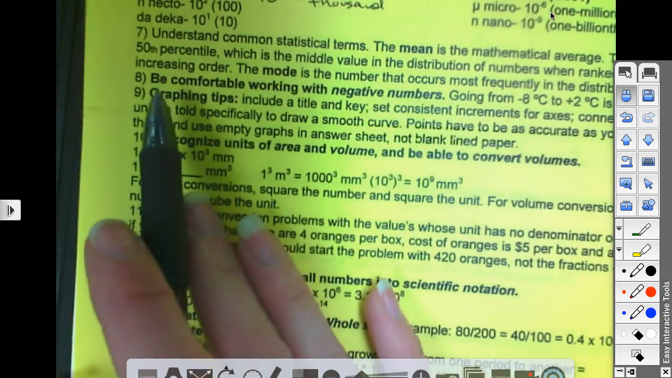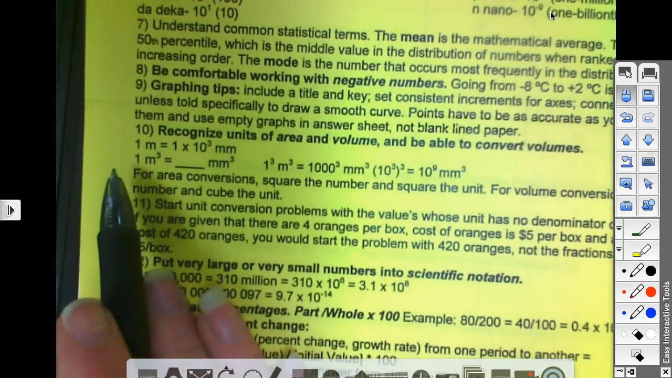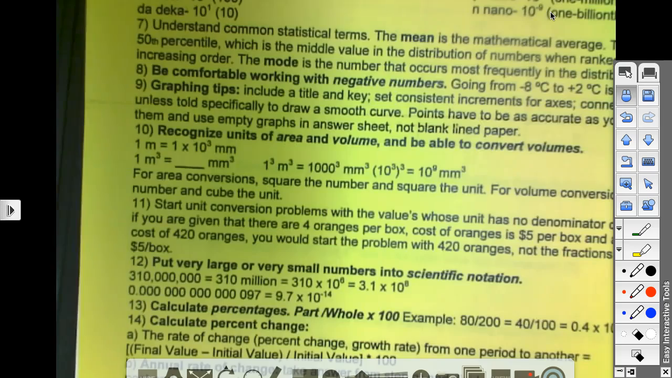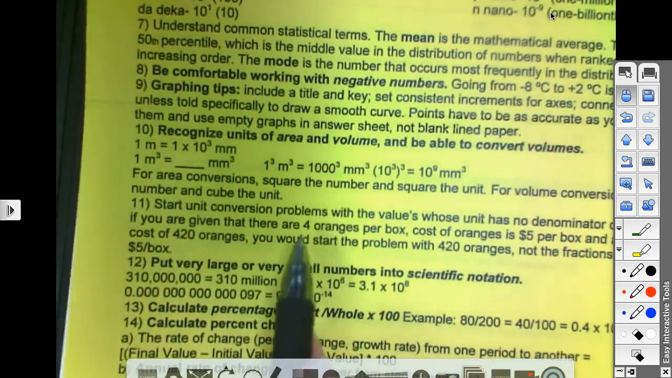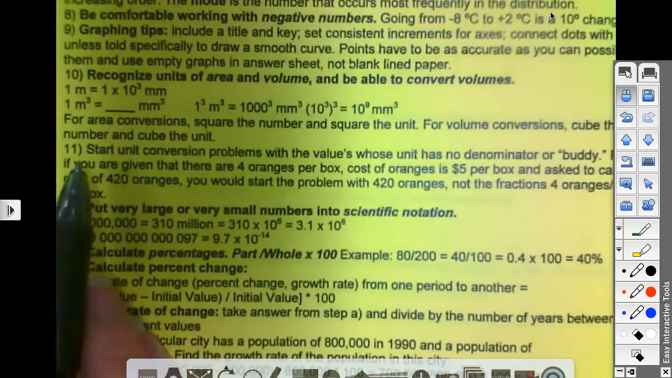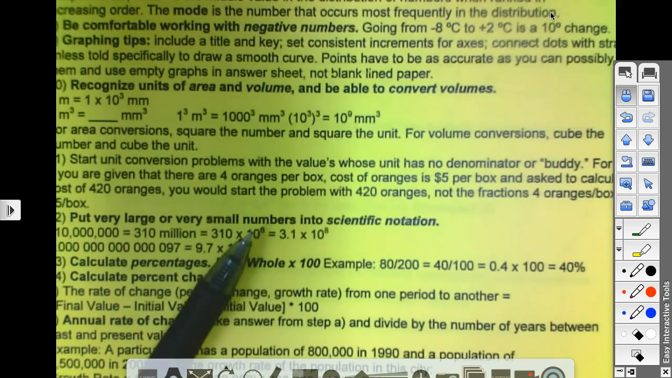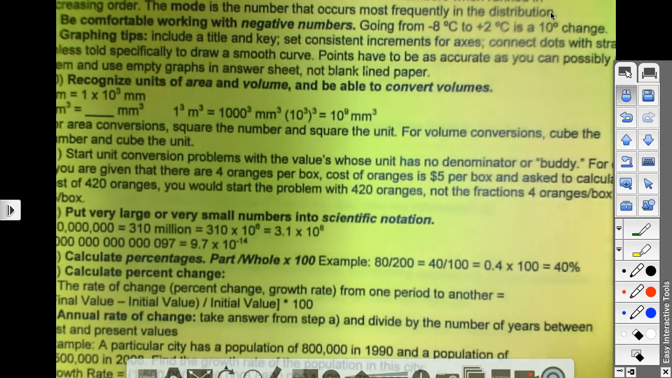Let's see. Number 7 is not very important with that, or 8. 9 is not super important today. Number 10 will come up later. Number 11. Some of you guys have not had this taught to you in chemistry yet. So unit conversion problems. Let me just read you this problem, and I'll show you how to do it.